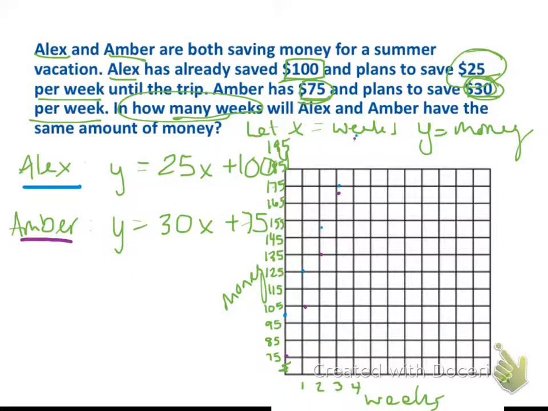All right, I erased my graph and started over, and you can see now by the blue dots being Alex and the purple dots being Amber that at week 4, both of them have reached $200. Okay, so in how many weeks will Alex and Amber have the same amount of money? 4 weeks.